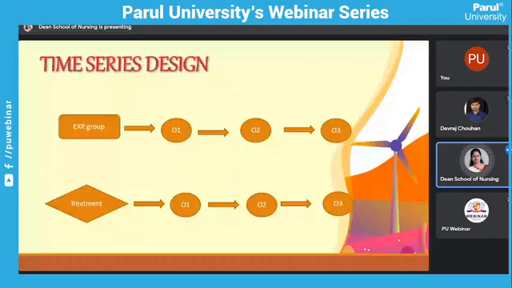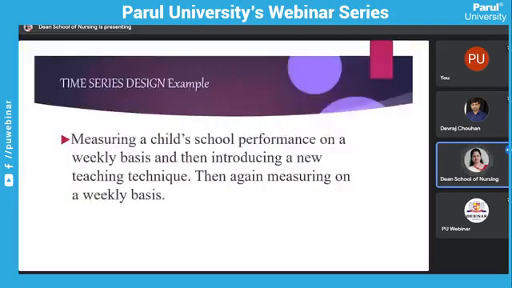Measuring a child's school performance on a weekly basis, then introducing a new teaching technique, and again measuring on a weekly basis. This is an example of time series.